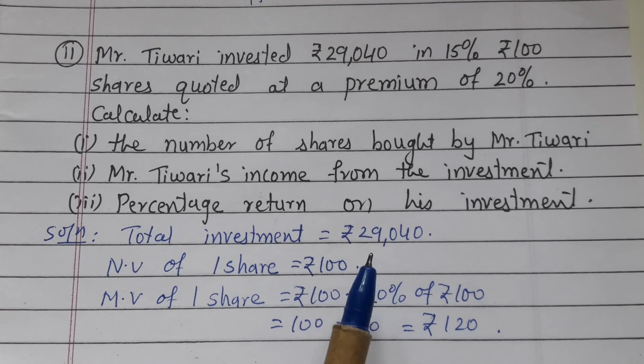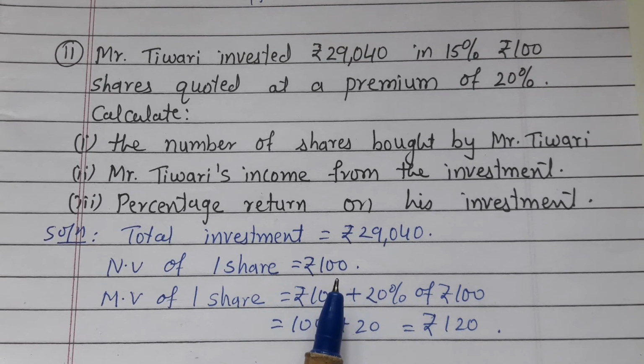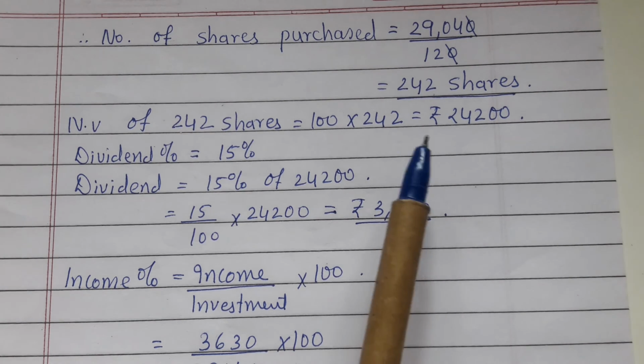Total investment rupees 29,040. NV of 1 share rupees 100. MV is equal to 100 plus 20% of rupees 100. Premium of 20%, so 20 rupees, 100 plus 20, rupees 120. Therefore, number of shares purchased is 29,040 upon 120, equal to 242 shares. NV of 242 shares is equal to 100 into 242, that is equal to rupees 24,200.